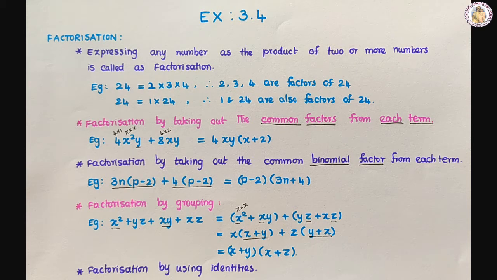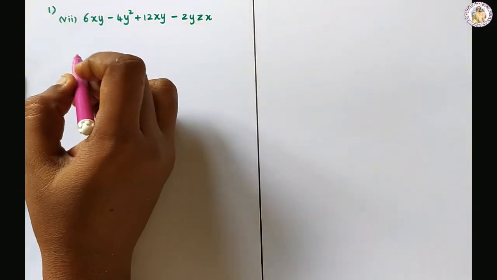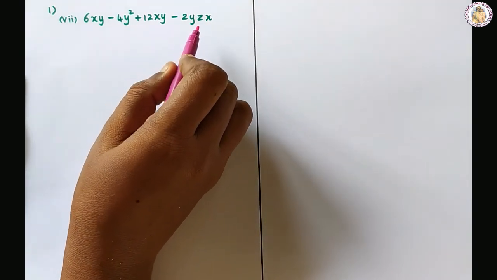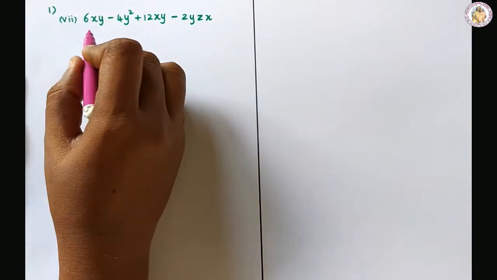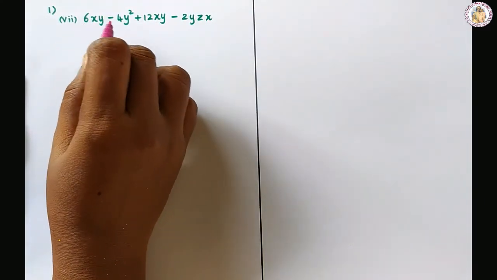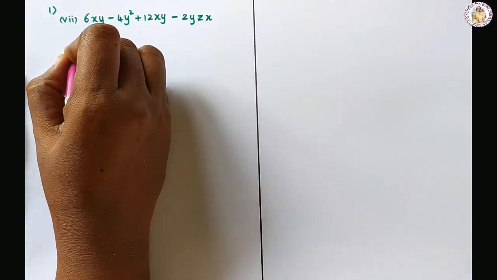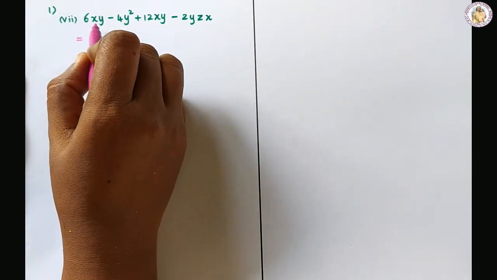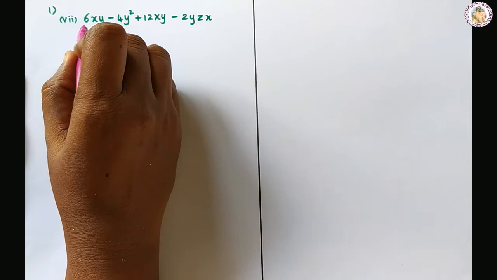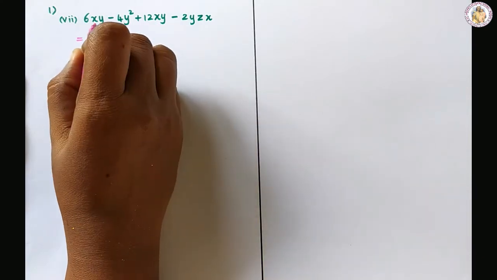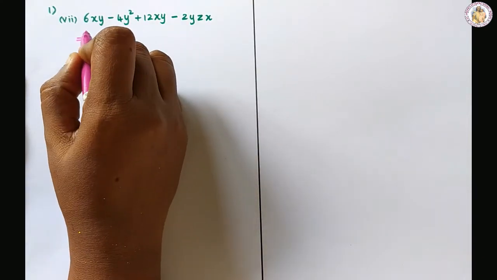We know the identities, and we can solve the problems using those identities in the exercise problems. First one, 7th subdivision: 6xy minus 4y square plus 12xy minus 2yz. Listen, the numerical coefficients are 6, 4, 12, 2. Here we change the two xy terms into one term: 6xy and 12xy are both xy terms, like terms, so we can add these terms.